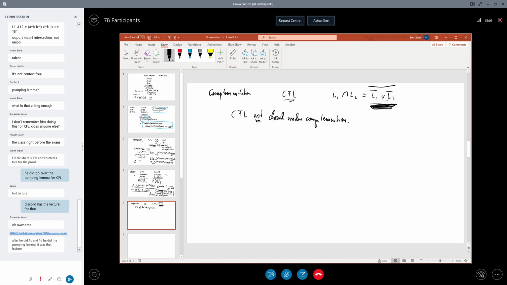So you can see that there are fairly significant differences, certainly as far as closure properties are concerned, between regular languages, which are closed under practically everything that you can throw at them, and context-free languages, which are not that closed, certainly not closed under intersection and not closed under complementation.